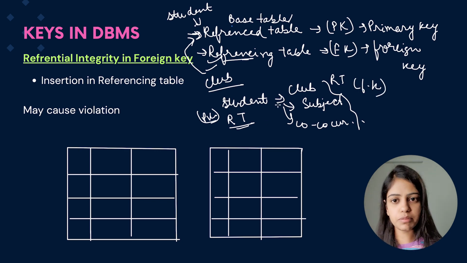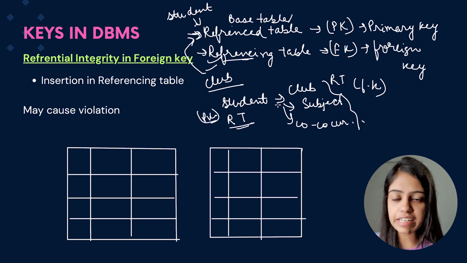Now these two tables may have a relationship between them. Now there is a term called referential integrity. What does this term mean? Basically, referential integrity, where integrity means the same data in all the databases. So what does this same data in all the databases mean?